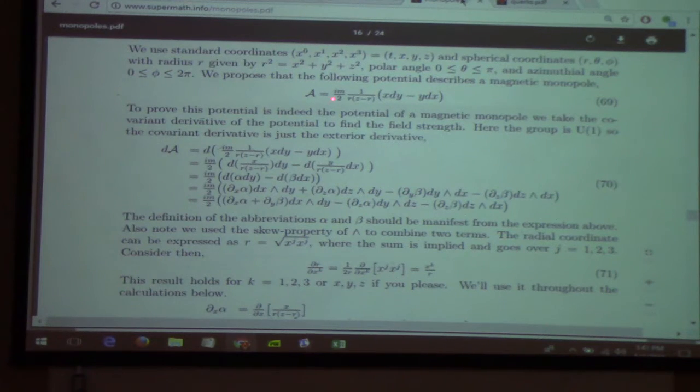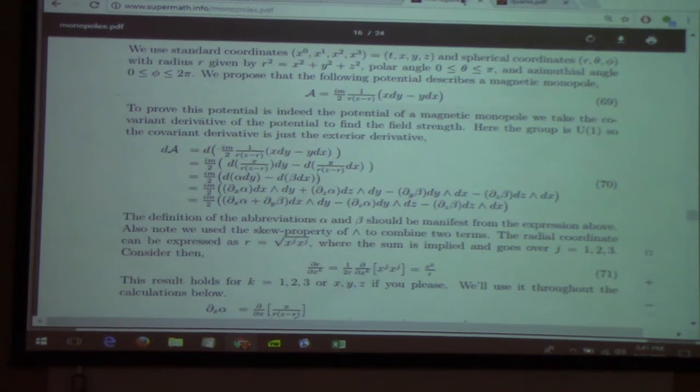The question is, where is this not defined? Where is this potential form not defined? That's the Dirac string. Can you guys tell me? Z equals to R. What is that? That's the z-axis. The z-axis is the standard Dirac string to this potential.